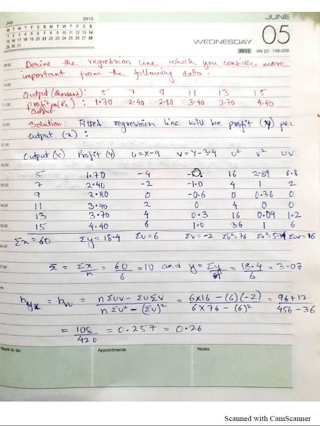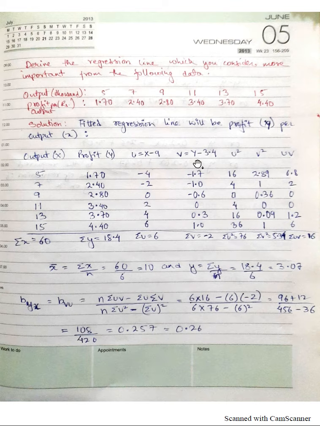So what we do, we add all these together, we will get minus 2 as our summation v. Now to find summation u square, we will just take the square of this. So square of minus 4 is 16, square of minus 2 is 4, square of 0 is 0, square of 2 is 4, square of 4 is 16, square of 6 is 36. We add all this together, we will get summation u square is equal to 76.